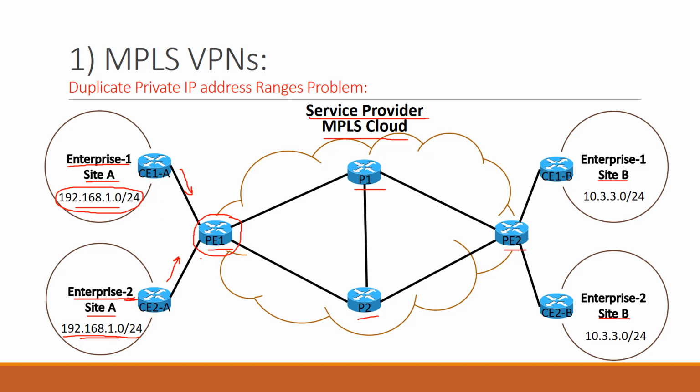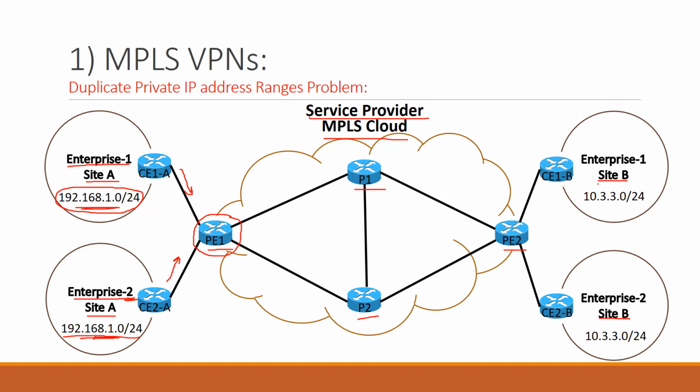I receive two subnets from two different interfaces. When it receives a packet destined to the 192.168.1.0 subnet, it will not know which interface it should forward the packet out of, because there are duplicate prefixes.